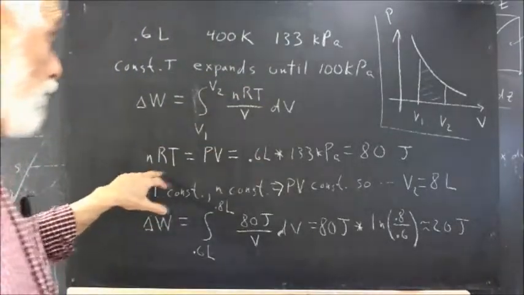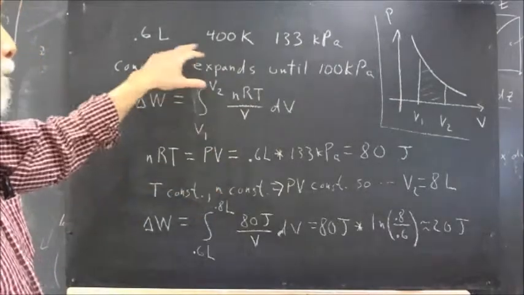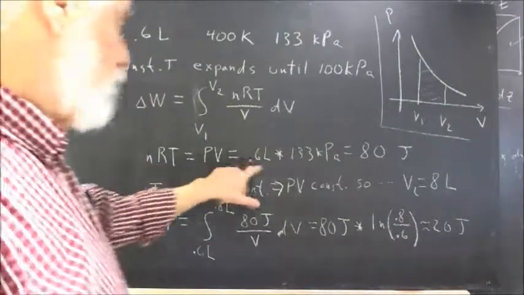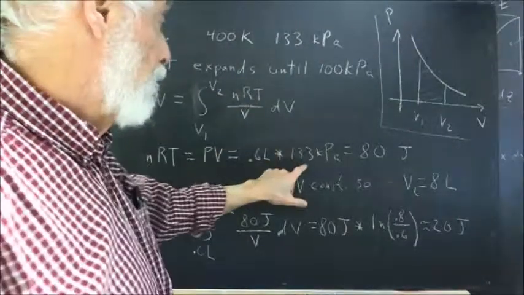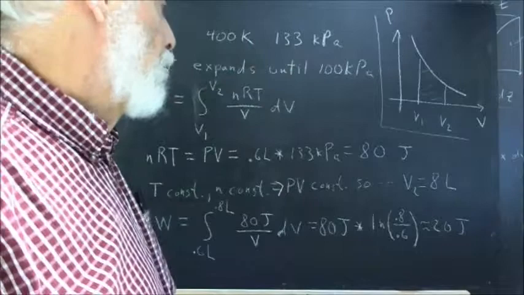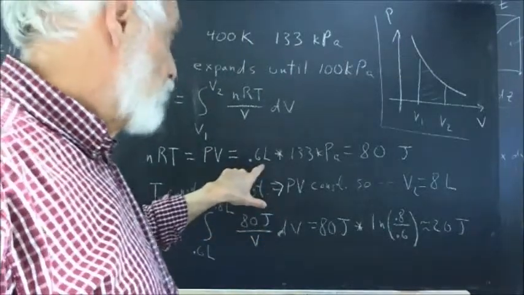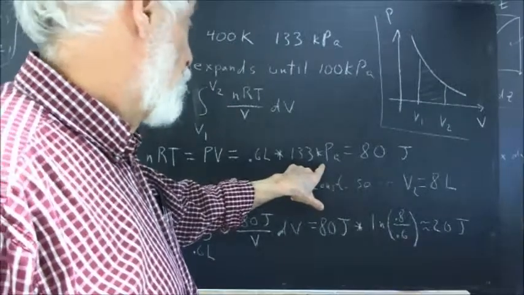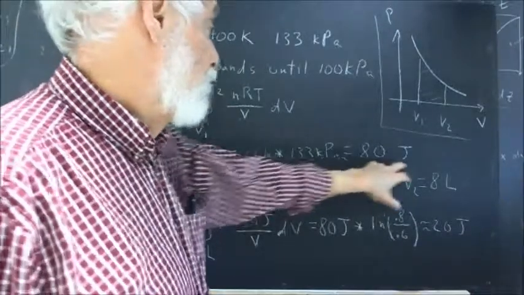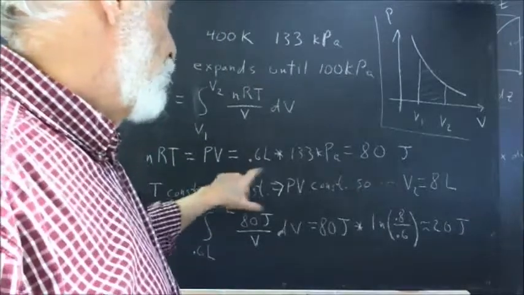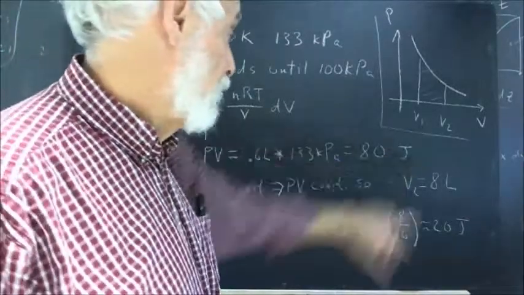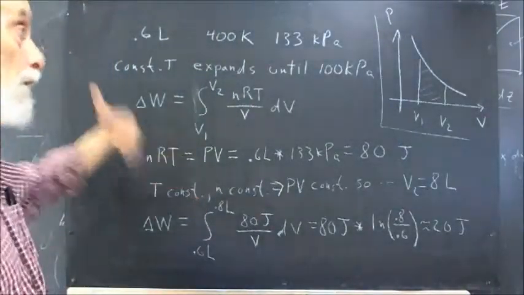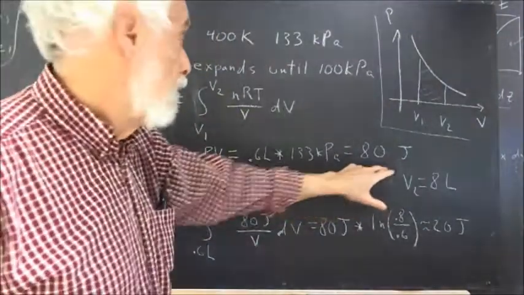Well, by the gas law, nRT is equal to PV. We're given the pressure and the volume at the initial state. So PV is 0.6 liters, the volume, times 133 kilopascals. The volume is in thousandths of cubic meters, the pressure is in thousands of newtons per square meter, so that this product just comes out in joules, and 0.6 times 133 is very close to 80, so we get about 80 joules, and that's PV. It's not the amount of work done, that's just what PV is.